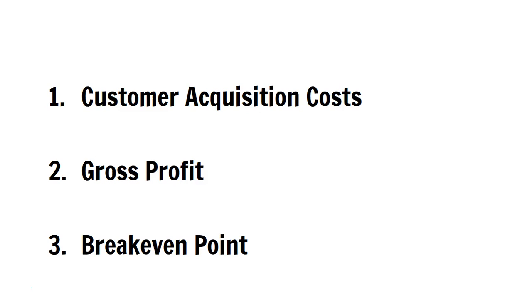of in your business. So first one, customer acquisition costs. We're going to then talk about the gross profit, and then we're going to break down the break-even point, and more specifically, the break-even unit point, or break-even unit sale. So understanding how many units you need to sell in order to break even.